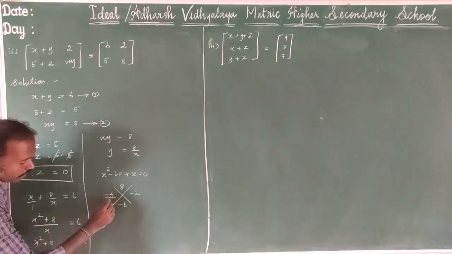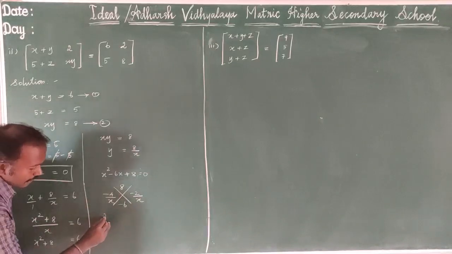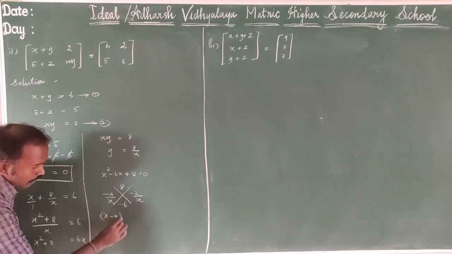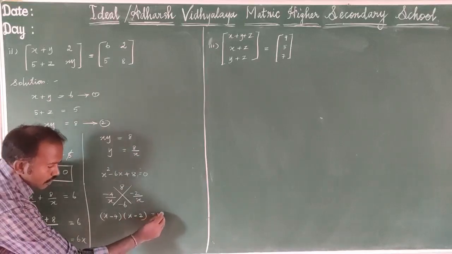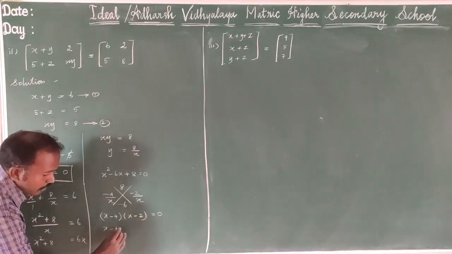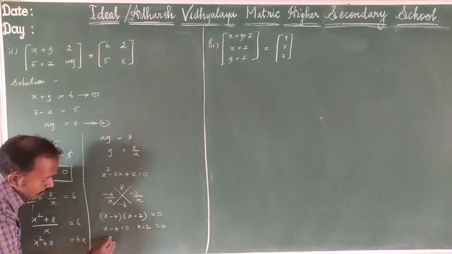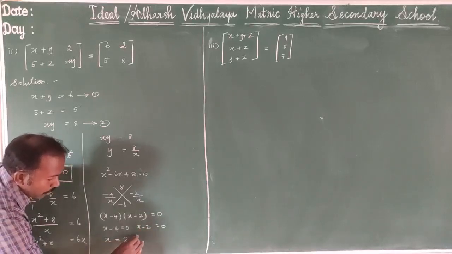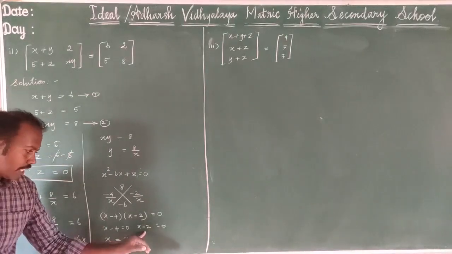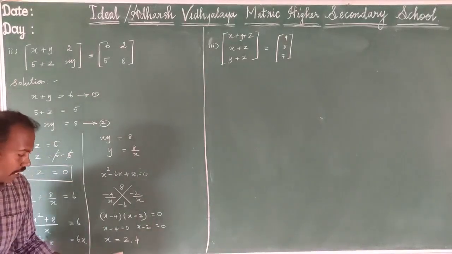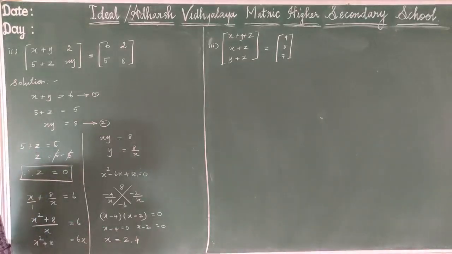Then divide by the variable x. x minus 4 into x minus 2 is equal to 0. Then x minus 4 is equal to 0, and also x minus 2 is equal to 0. Minus 4 shifts to the right hand side as plus 4, minus 2 shifts to the right hand side as plus 2. Therefore x is equal to 2 comma 4.